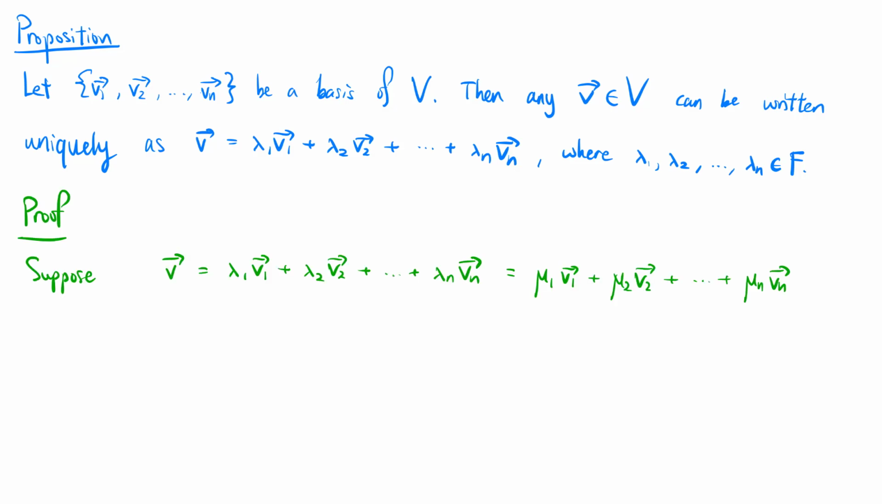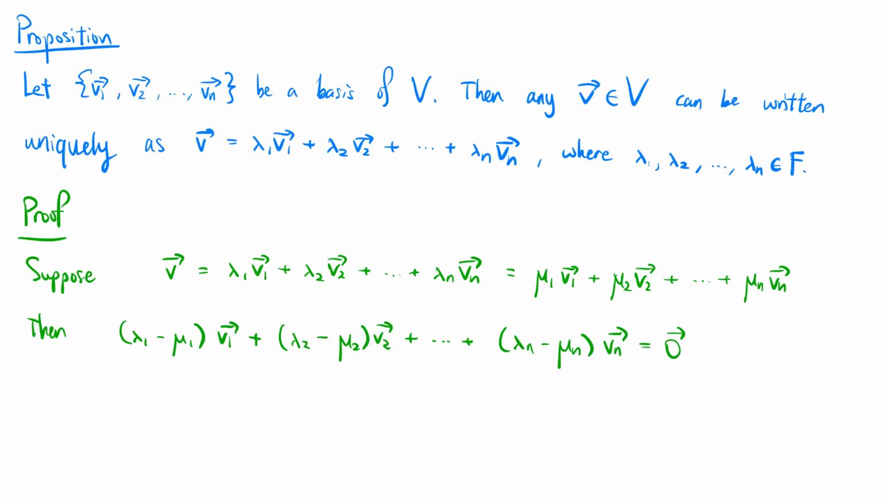To prove this, suppose v can be written as two linear combinations of v1, v2 up to vn, namely lambda 1 v1 plus lambda 2 v2 plus up to lambda n vn, and mu1 v1 plus mu2 v2 plus up to mu n vn.